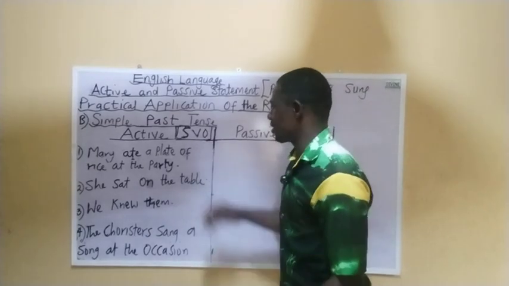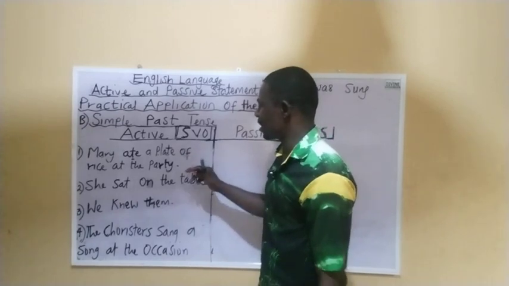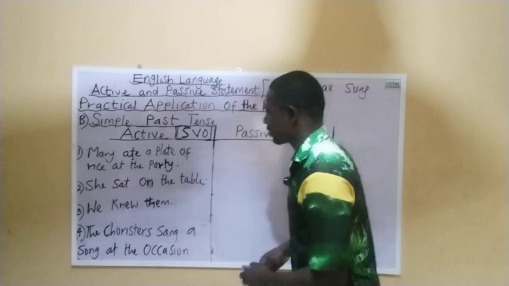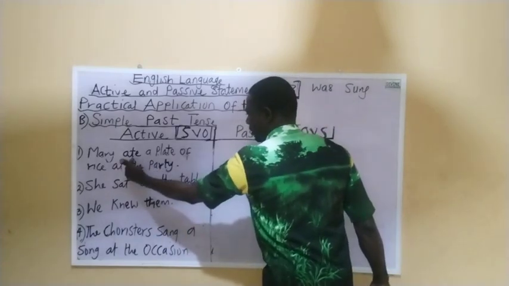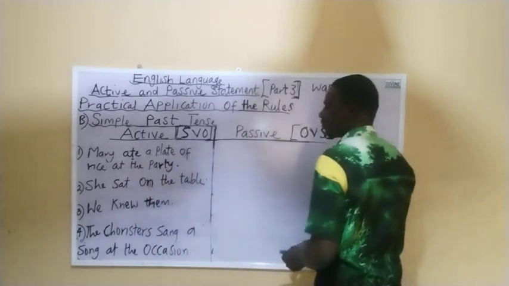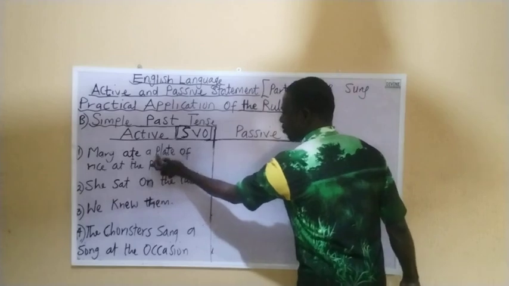For simple past tense, we have active statements such as 1. Mary ate a plate of rice at the party. Mary, the subject, ate, the past verb, a plate of rice as object, at the party as adverb. So let's see now. We start with our objects.